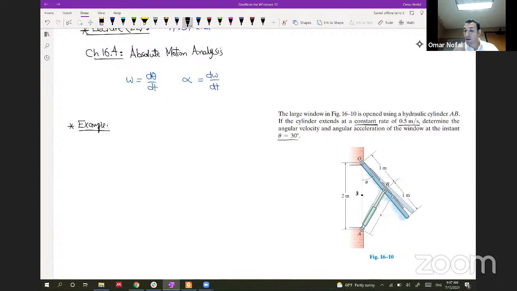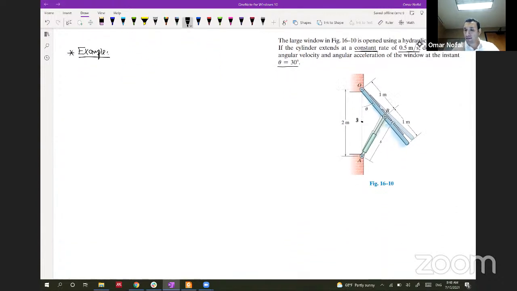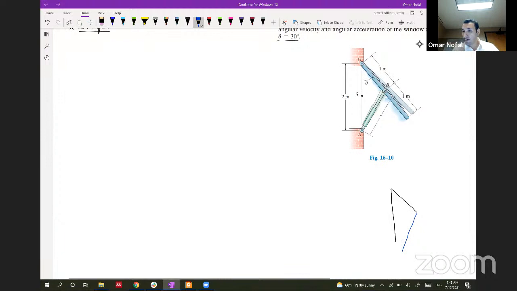So when the arm extends, the window opens, and the window makes an angle theta with the vertical. So right now we need to relate the motion of the arm AB to the motion of the window. If you think about it, you can get this triangle at any instant theta. So let's assume that we have this triangle and we have our hydraulic arm, something like that, at any instant.